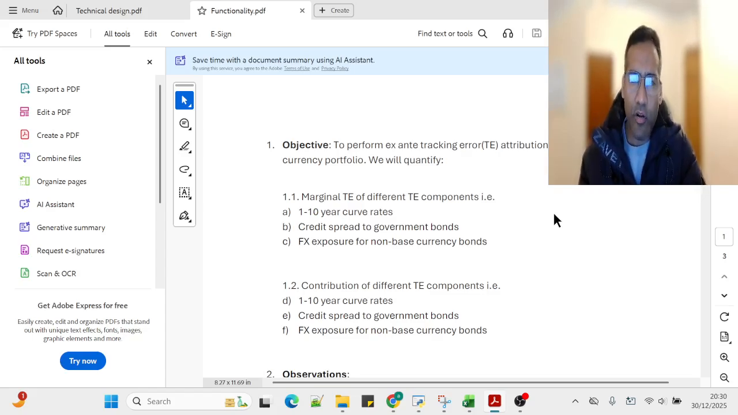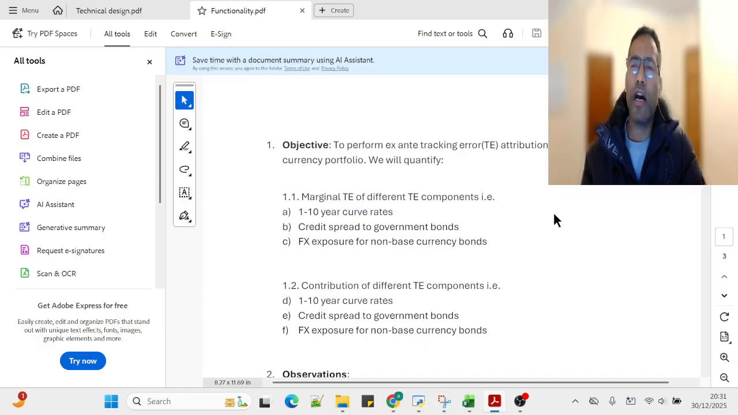It had only tracking error attribution at the curve level, but it did not have other risk factors like FX or even the credit spread. Only curve attribution was there. It contained marginal tracking error and the contribution to total tracking error.